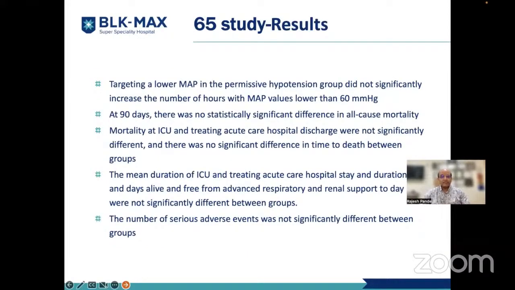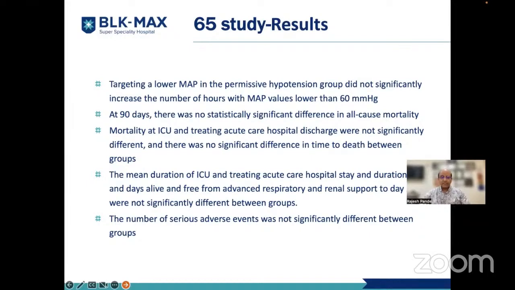So when you look at the results, they found targeting a lower MAP in the permissive hypotension group did not significantly increase the number of hours with a MAP value lower than 60. At 90 days, there was no statistically significant difference in all-cause mortality. Mortality at ICU and treating acute care hospital discharges were not significantly different, and there was no significant difference in time to death between the groups.